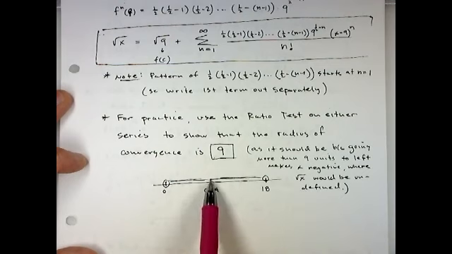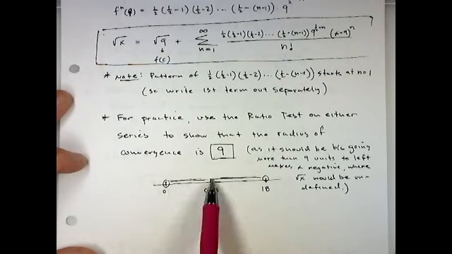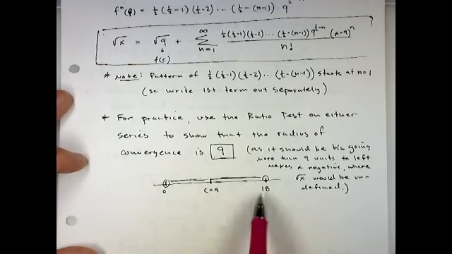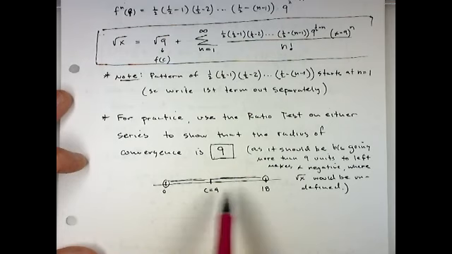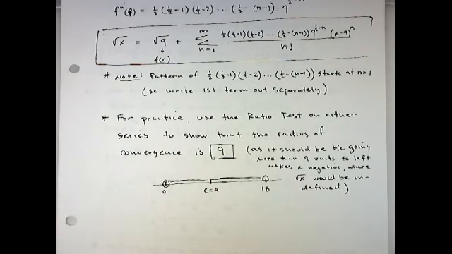So I can tell that if my center is 9, I could go 9 units to the left before I'm going to run into domain issues. And so if you can go 9 units to the left, you can go 9 units to the right. This series should converge from 0 to 18, which means your radius of convergence would be 9. I would still recommend using the ratio test to confirm that, but that's going to be the answer you're going to get.